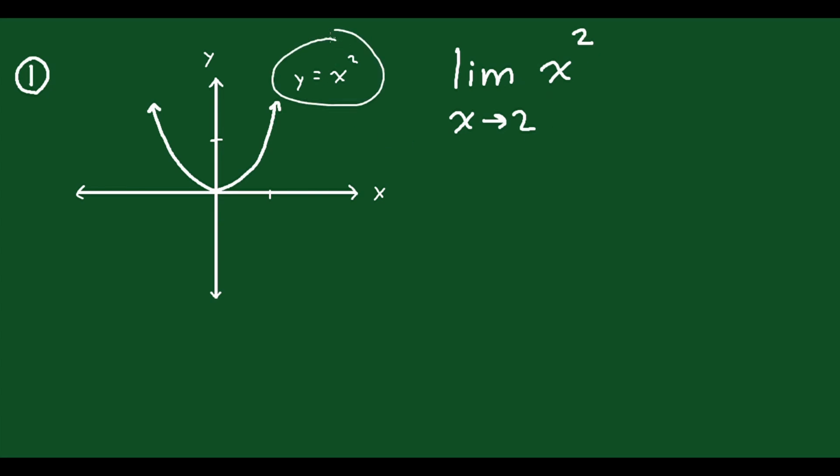So x squared is an equation, right? It's a function, y equals x squared, and I've sketched out what it looks like. We all know it's just the parent function of a quadratic. Now, what do I mean as x approaches 2?